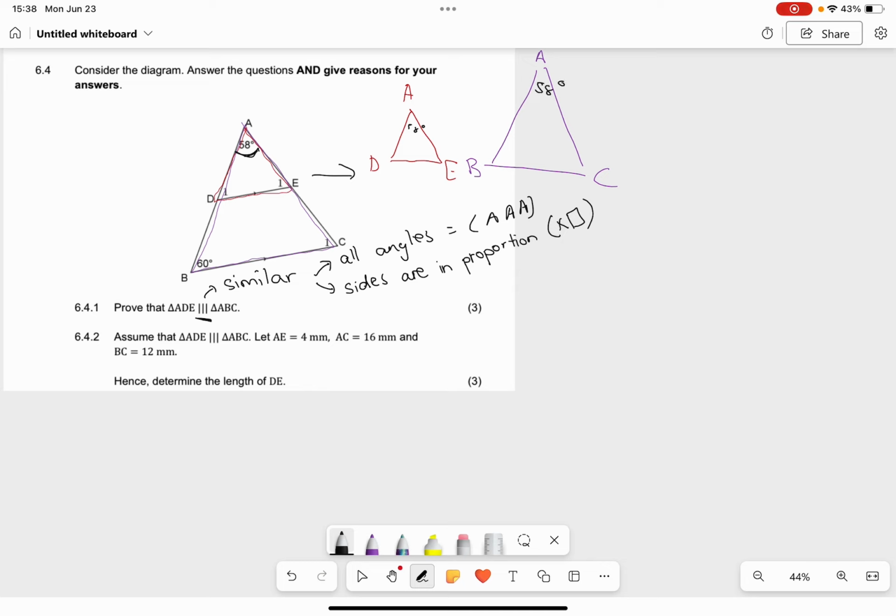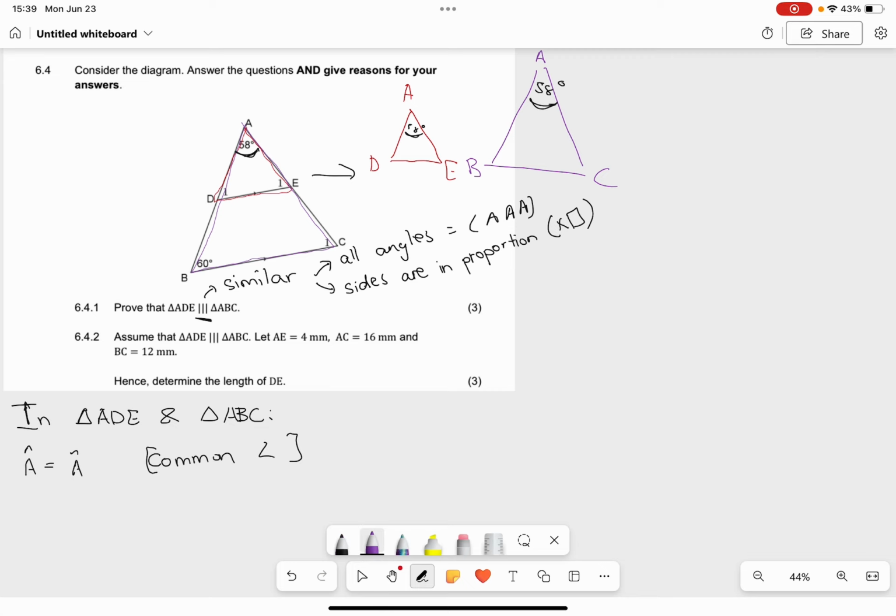So my first thing I would say is that in triangle ADE and triangle ABC, angle A is equal to angle A. The angle A in triangle ADE is equal to the angle A in triangle ABC. The reason I'm saying that is because it's the same angle. So obviously if it's the same angle, it's equal to itself, isn't it?